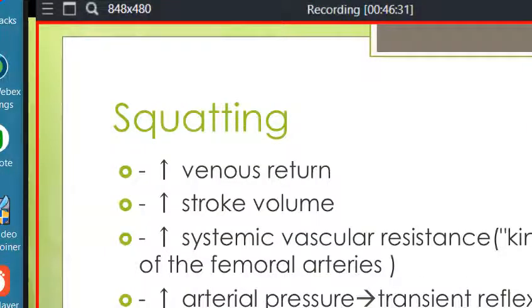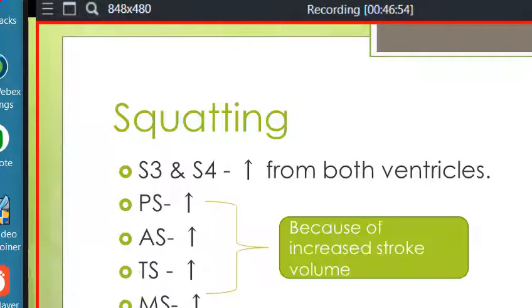Squatting is a very important maneuver we use at the bedside to differentiate between different murmurs. So the principle of squatting is it increases venous return because of compression of the calf veins. It increases stroke volume. Similarly, there's an increase in systemic vascular resistance because of kinking of the femoral arteries. The increased arterial pressure causes transient reflex bradycardia. So what happens in squatting?